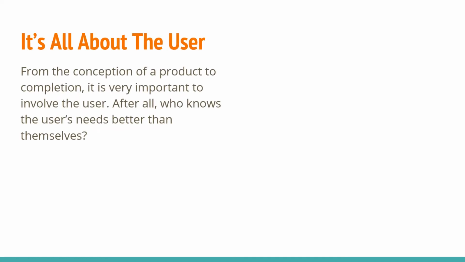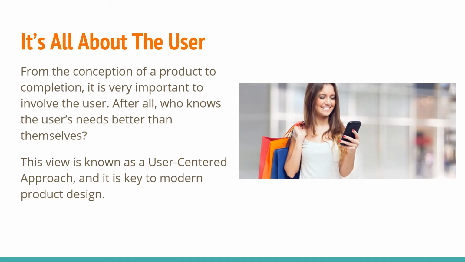In HCI, we need to come up with interactive products for the users. Now, why do we actually do that? In reality, everything designers are supposed to do with their product is all about the users. From the conception of the product to completion, it is very important to involve the user. After all, who knows what the user needs better than themselves, right? This view is known as the user-centered approach, and it is key to modern product design. The user-centered approach is where everything revolves around the users, and when you are coming up with a product, you need to make sure that the user's needs, the user's information, the interactive product, the user interaction, everything, needs to be about the user. Only then can your product be successful.